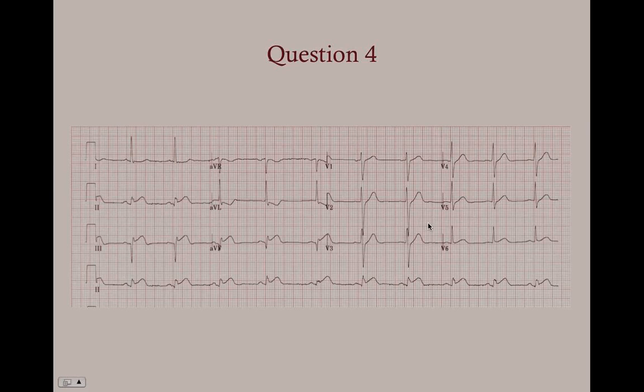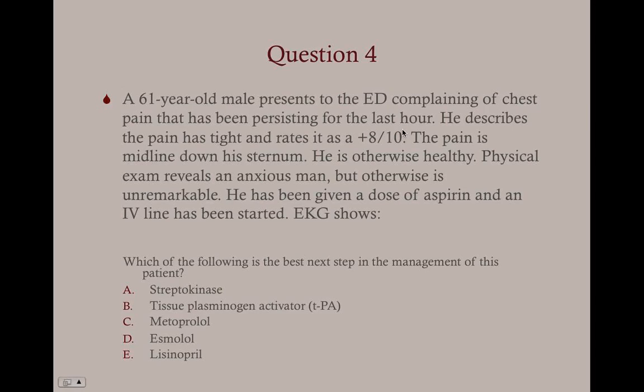You're always going to see reciprocal ST depression when you see ST elevation, or maybe not always, but frequently. But you should not ever see ST elevation unless you're having an MI. That's a STEMI. So here you have 2, 3, and AVF elevation. So this is an inferior wall MI. And now the pain has been going on for the last hour, or maybe hour and 10 minutes, since it took some time for the EKG to come down.